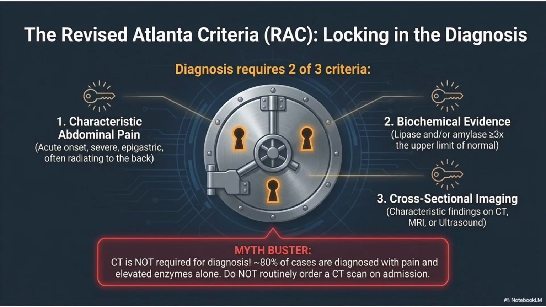Now, if you have these two conditions, the characteristic abdominal pain and the lipase more than 3 times the upper limit of normal, that's pretty much diagnostic of acute pancreatitis. In most of the cases, you won't even need imaging, but you can go ahead and do a CT scan of the abdomen, MRI, or ultrasound if imaging is indicated. But remember, CT is not required in order to diagnose acute pancreatitis. 80% of your patients are going to be diagnosed with clinical and enzymes alone. So just keep in mind for board questions.